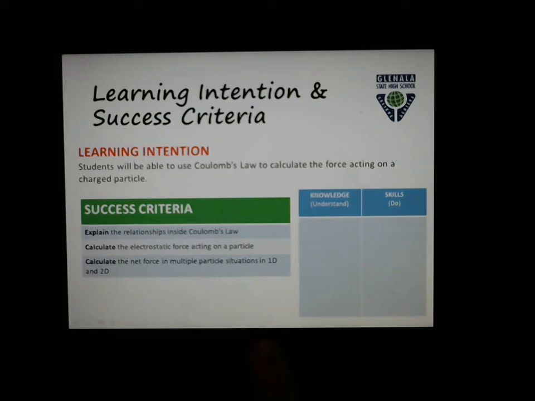So having a look through our KS here, if we don't know what Coulomb's law is, we won't know how to use it, so we need to know what it is. And we need to know what these relationships are. In terms of skills, firstly you've got to calculate that force, and then how do you do calculations of forces in 1 dimension and 2 dimensions?